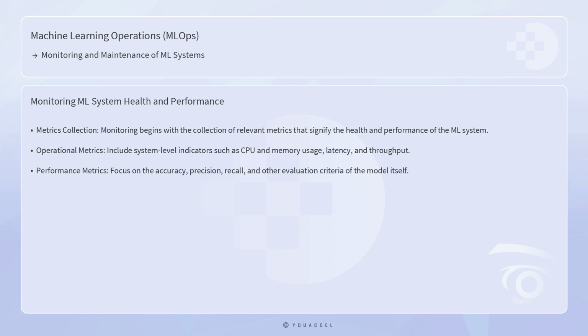Monitoring begins with the collection of relevant metrics that signify the health and performance of the ML system. These metrics are typically divided into two categories: operational metrics and performance metrics. Operational metrics include system-level indicators such as CPU and memory usage, latency, and throughput. These metrics ensure that the infrastructure supporting the ML model can handle the computational load and deliver predictions within acceptable timeframes. Performance metrics, on the other hand, focus on the accuracy, precision, recall, and other evaluation criteria of the model itself. These metrics are crucial for assessing whether the model's predictions remain reliable over time.